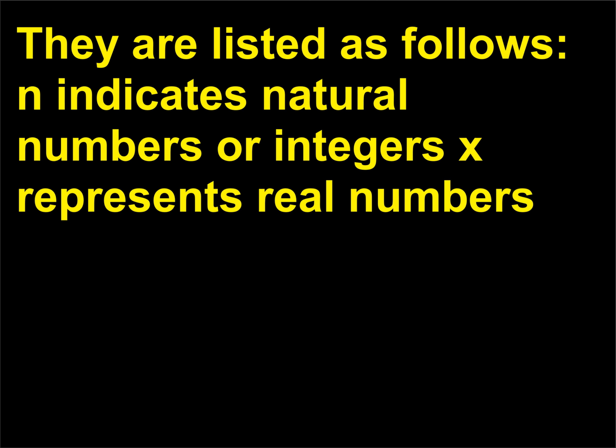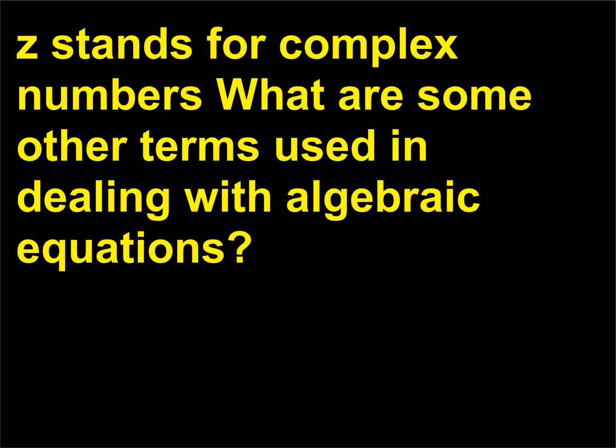They are listed as follows: n indicates natural numbers or integers, x represents real numbers. Z stands for complex numbers.